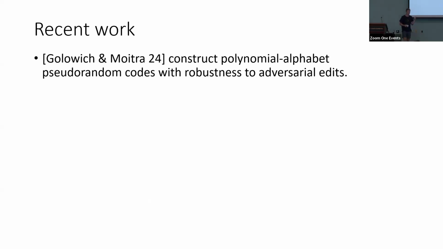Work of Golowich and Moitra constructs polynomial alphabet pseudorandom codes with robustness to adversarial edits. So it's not binary anymore, but now it's robust to adversarial edits instead of just random errors. This is a really cool result. Unfortunately, right now, because of the polynomial alphabet size, it relies on a crazy strong entropy assumption. But I think if you could remove that entropy assumption, then you would have, in my view, basically solved the theoretical side of syntactic watermarking for text.